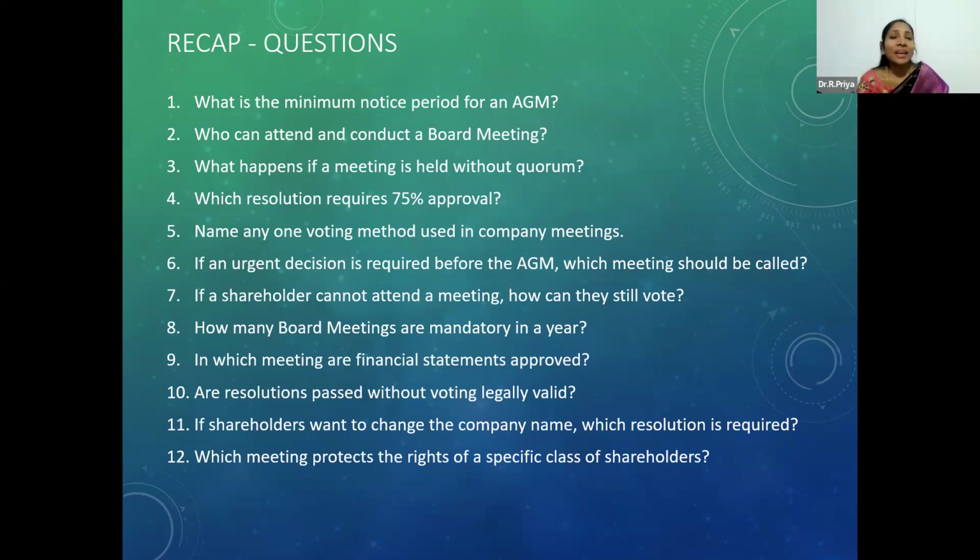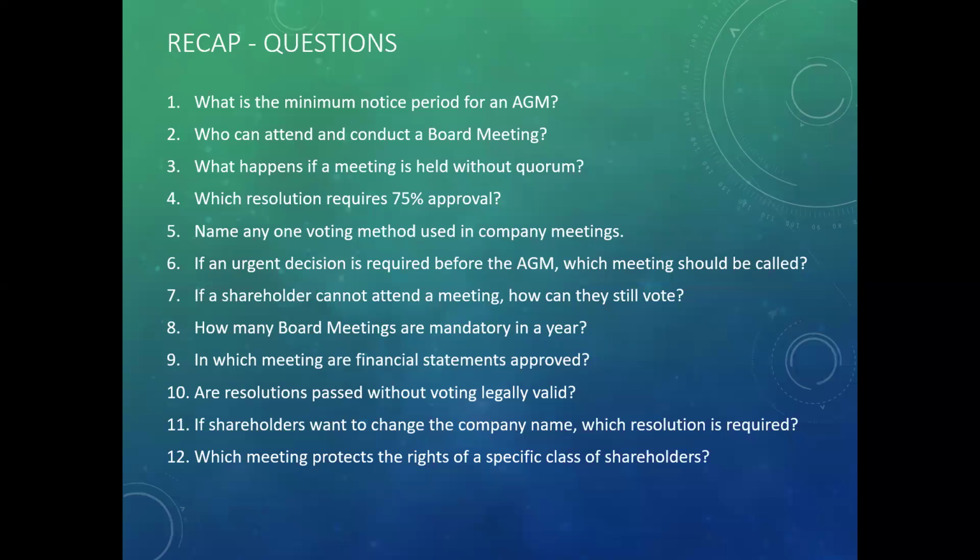Then if an urgent decision is required before the AGM, which meeting should be called? EGM, extraordinary general meeting. Good. If shareholders cannot attend a meeting, how can they still vote? Proxy, e-vote, postal ballot.